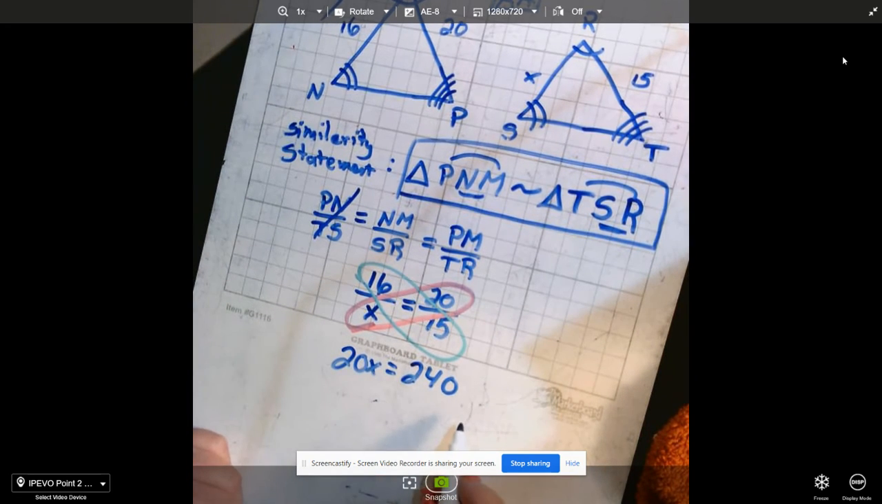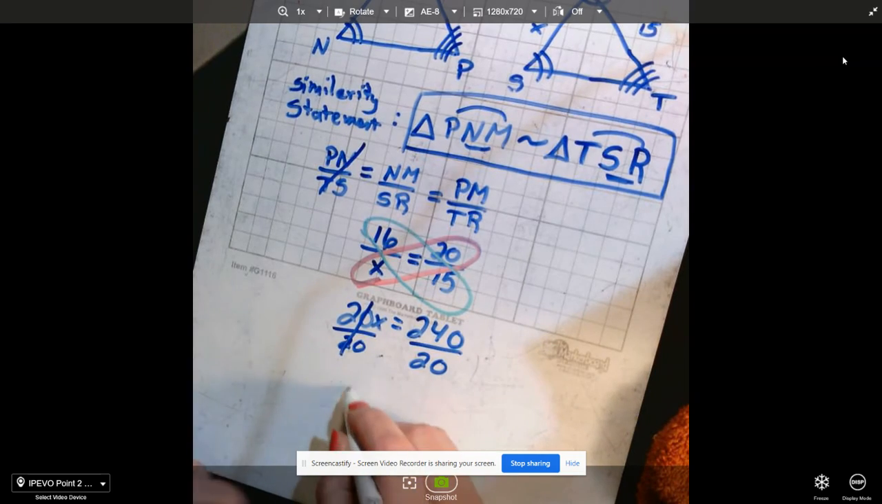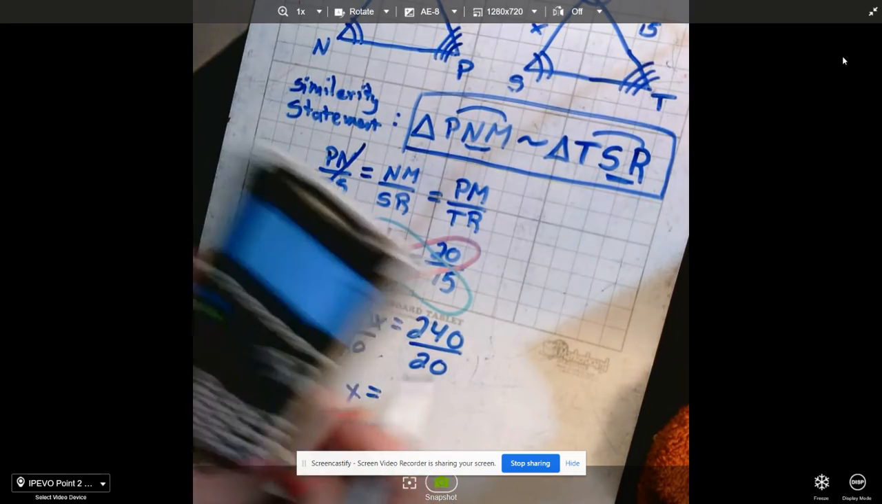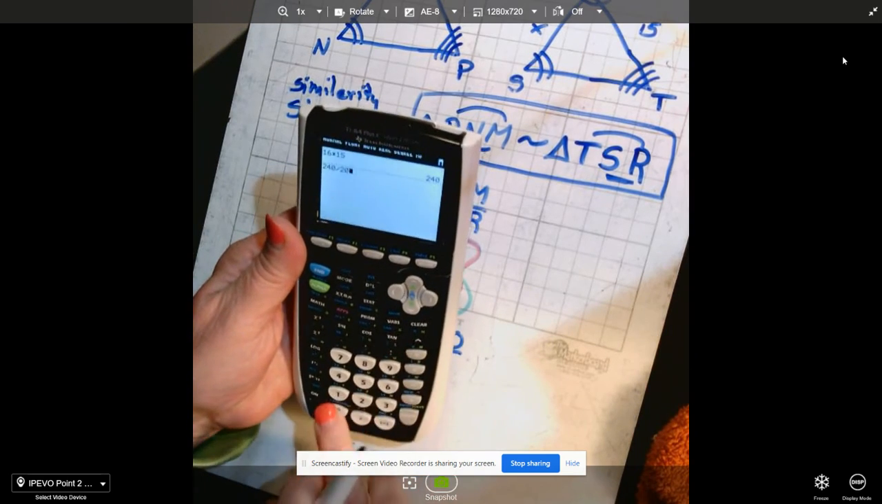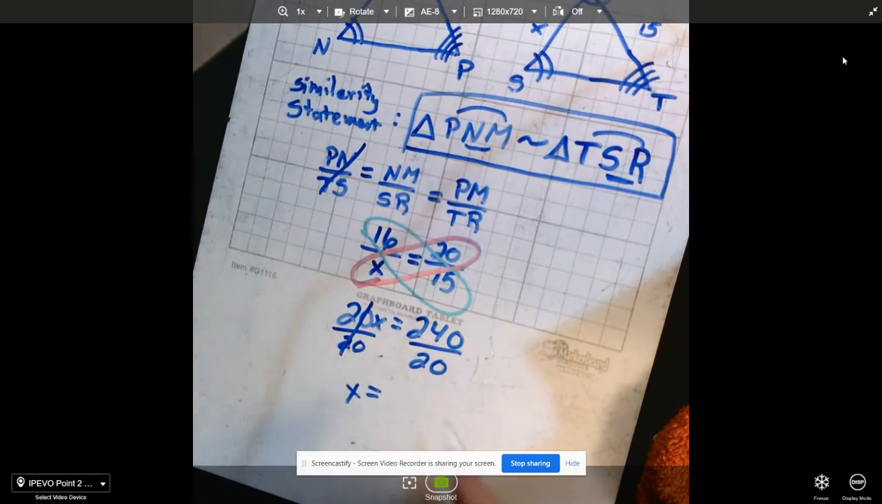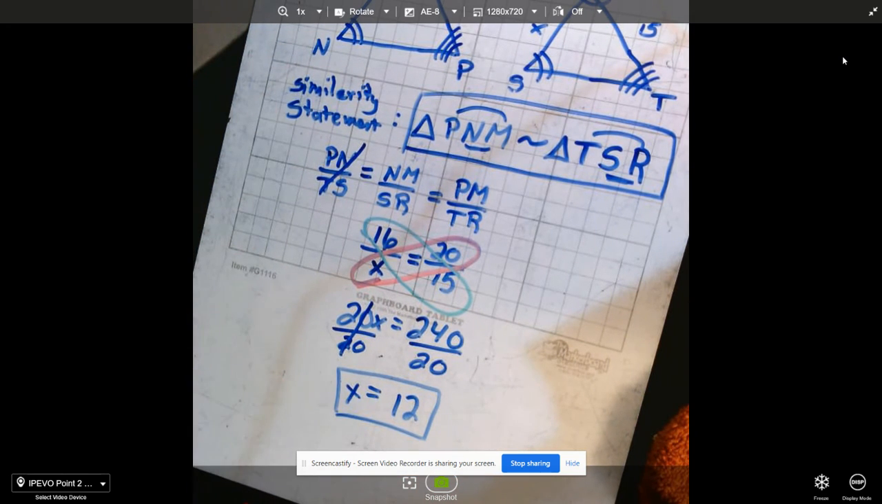Now, in order to solve this equation, you want to get x alone. So I'm going to divide both sides by 20. On this side, my 20s will cross out. X equals, again, just go to my calculator, 240 divided by 20 is 12. So now I've given both the similarity statement and the value for x.